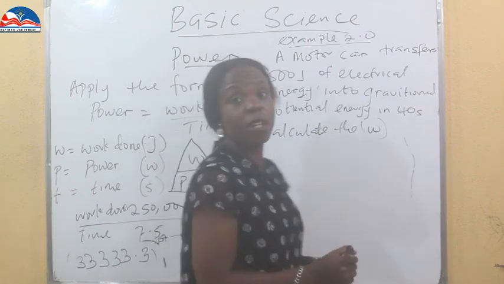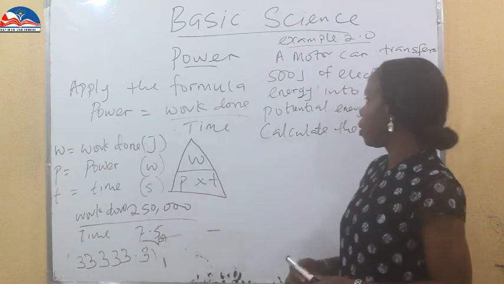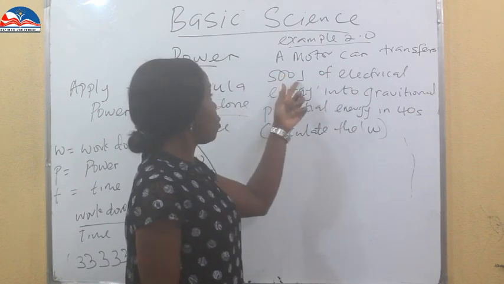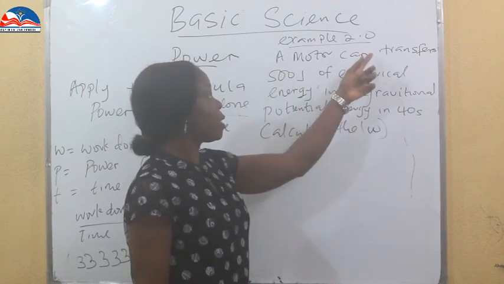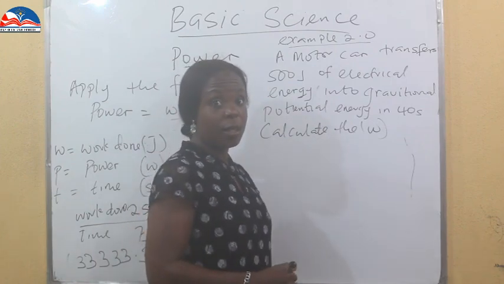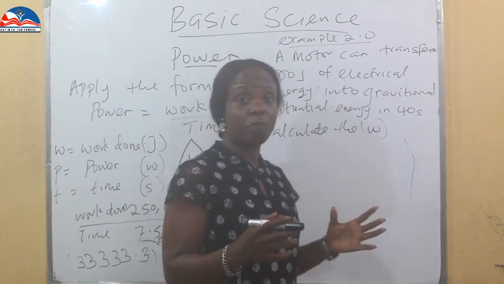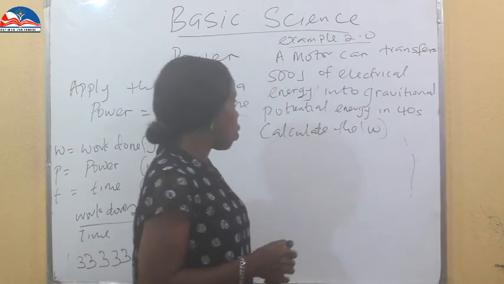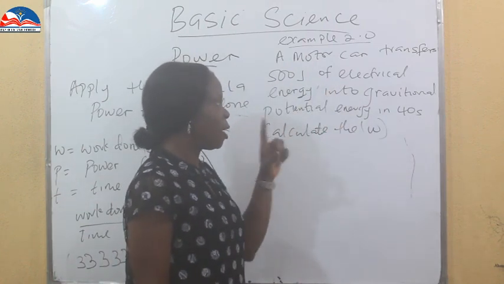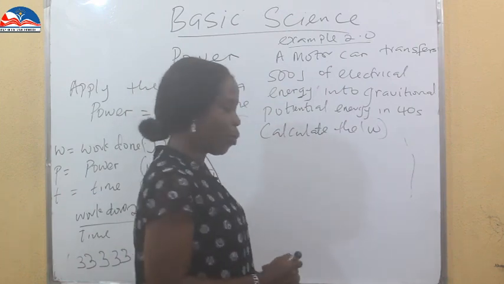The watts, W, which is the measure of power. Remember the formula, work done divided by time. Let this not confuse you. It said a motor car transferred 500 joule of electrical energy. This transfer means it is the work that is done. And remember, work is measured in joule. So a motor car has transferred 500 joule of electrical energy into gravitational potential energy in 40 seconds. Now let's go to our formula.